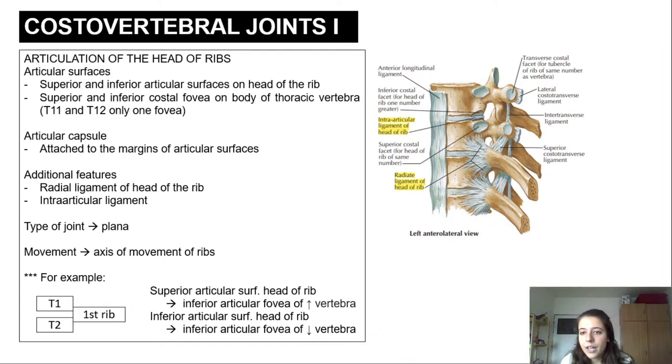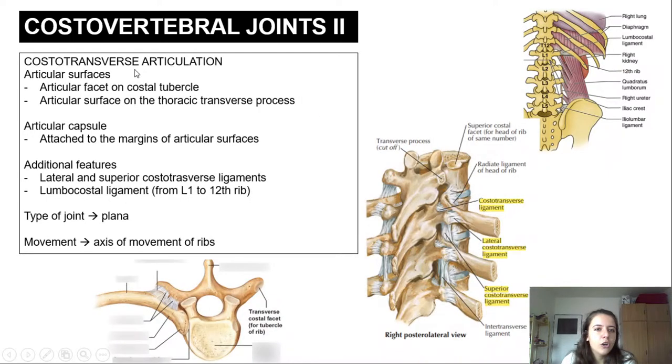Then the second one is the costotransverse articulation. I think the best image is here. This is a superior view. This will be the articulation with the heads of the ribs, and this will be the costotransverse articulation. It is the articulation between the articular facet on the costal tubercle, the rib tubercle here, and the articular surface on the thoracic transverse process. Remember how we mentioned that a special feature of the thoracic transverse process was that it has the articular surface for the costotransverse articulation.